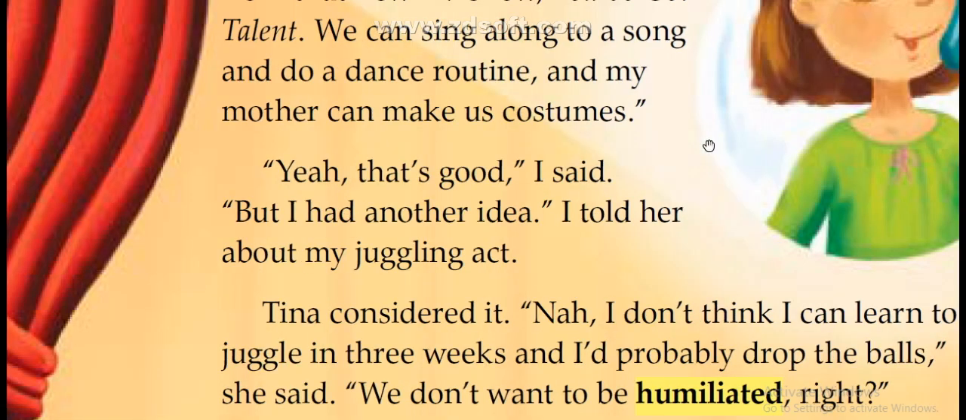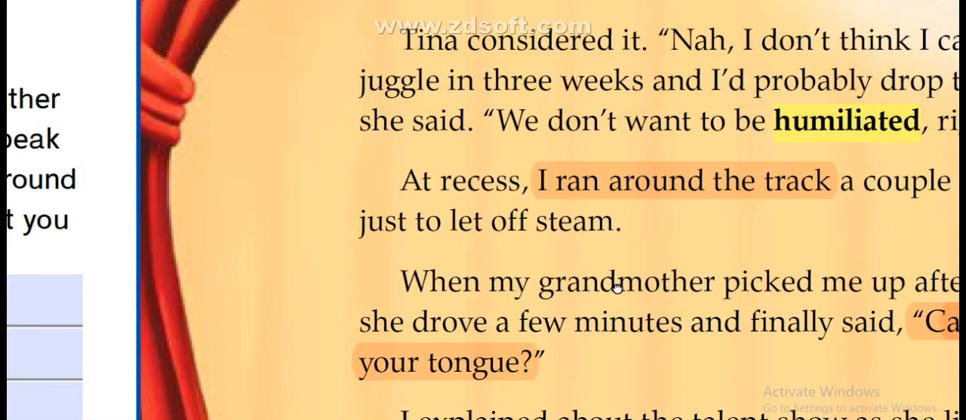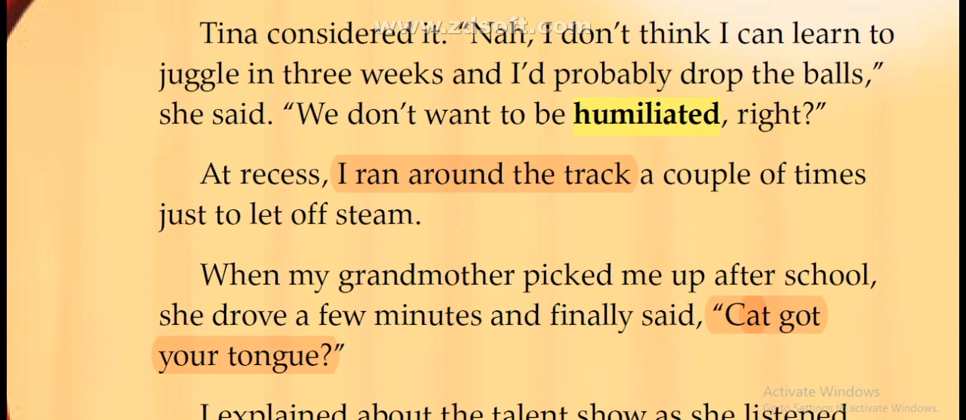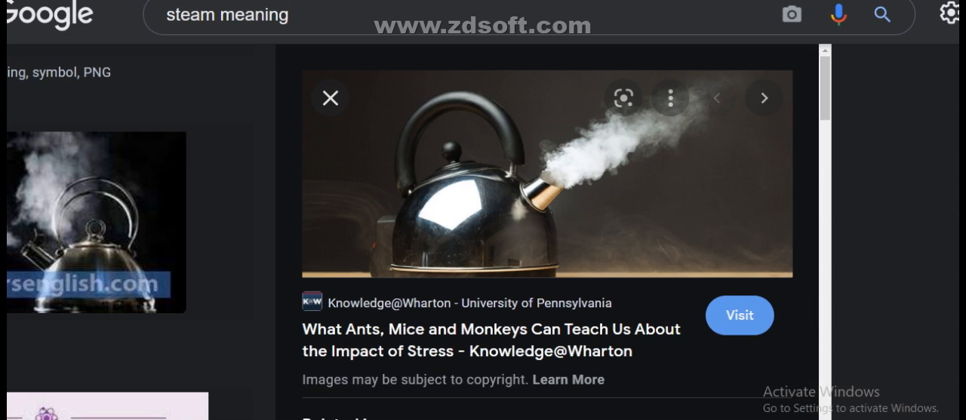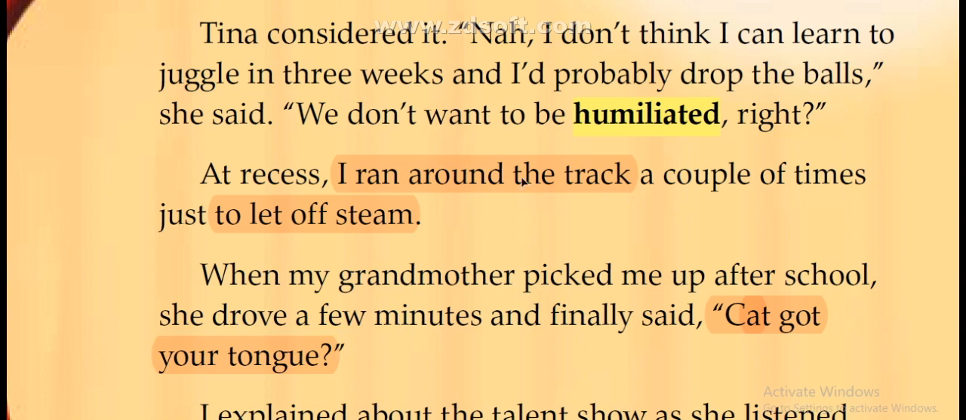Or we have another idiom when they said here, let me just put it here. Okay, here, remember when they said to let off steam? To let off steam, does it really mean to let the steam get out of your body? For those who don't know the meaning of steam, this is the steam, you know it? The vapor that comes out of hot things. So does it really mean that the steam will get out of Mora's body? No, it doesn't mean that.